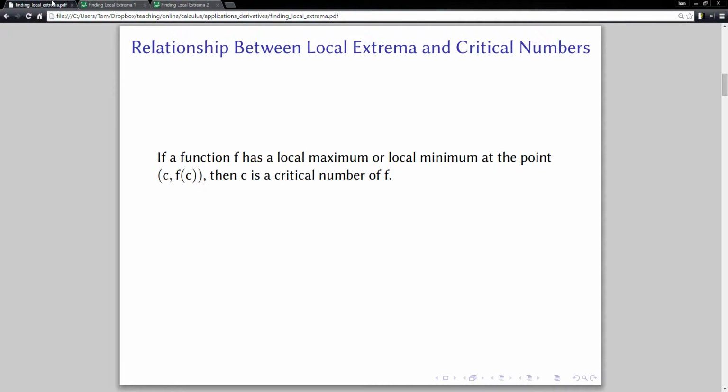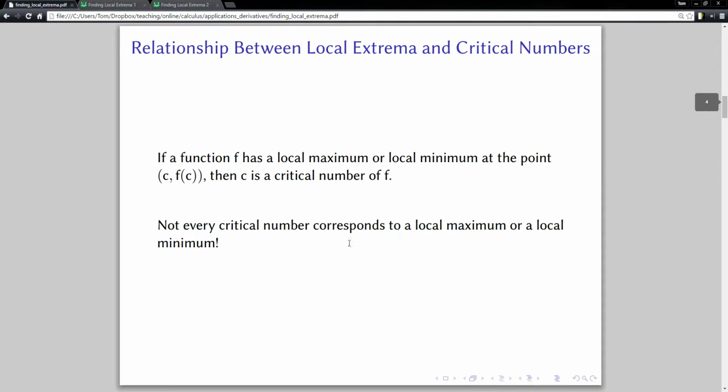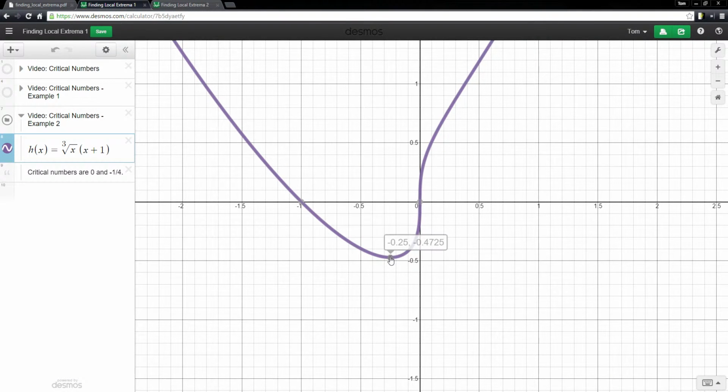So not every critical number corresponds to a local maximum or a local minimum. If you're after finding the local maximums and local minimums, it's not enough to just find the critical numbers. You have to go and check out the critical numbers to make sure that there actually is a local maximum or a local minimum there. Let's look at the difference between what's going on at this critical number and at this critical number.